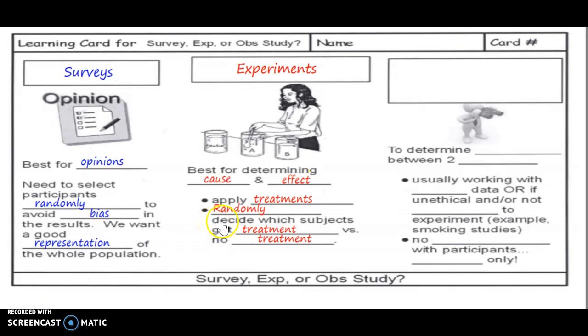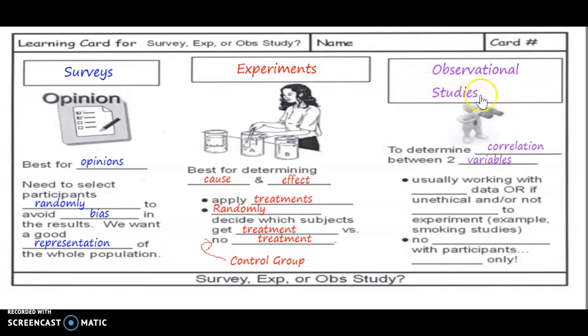When you run an experiment, you need to also randomly decide which subjects get the treatment versus get no treatment at all. And if you get no treatment at all, we would say that you are a part of the control group.